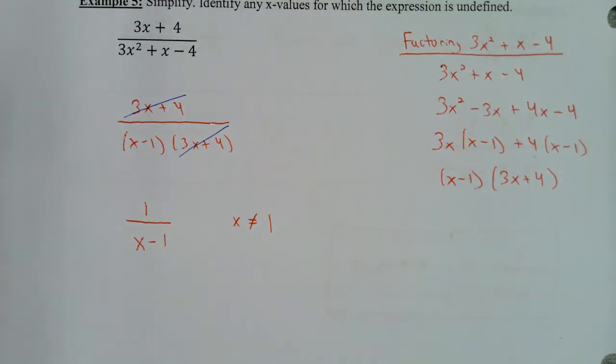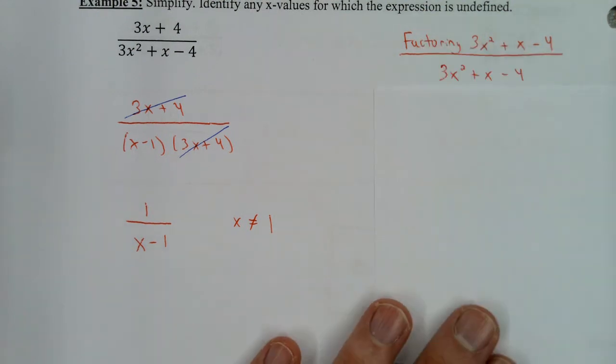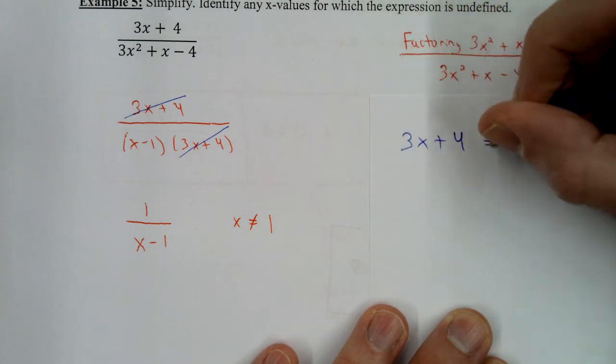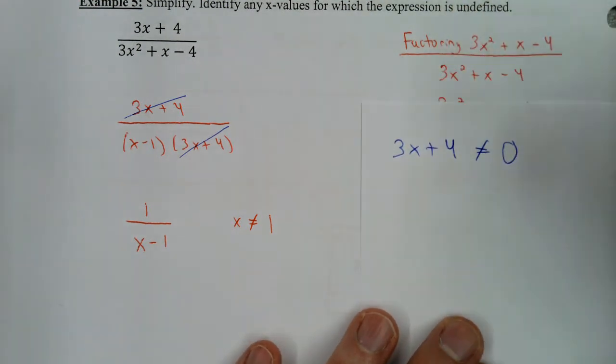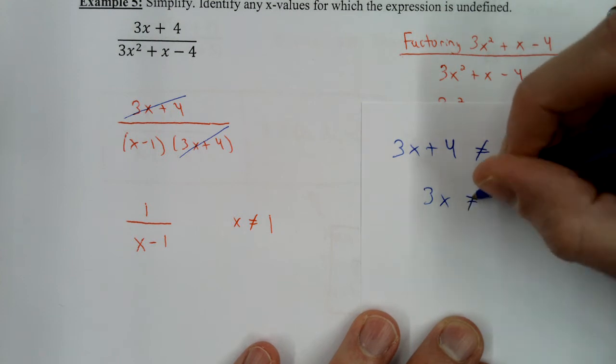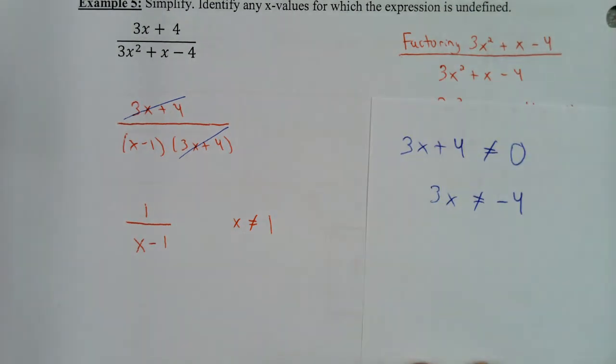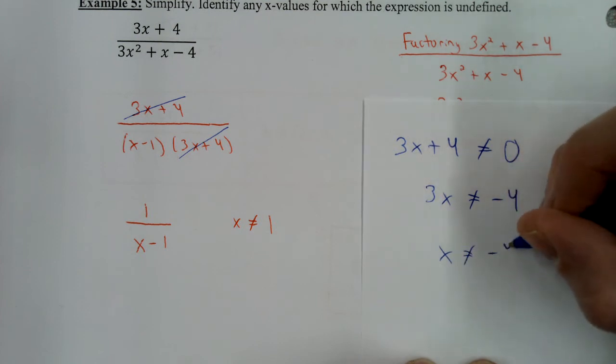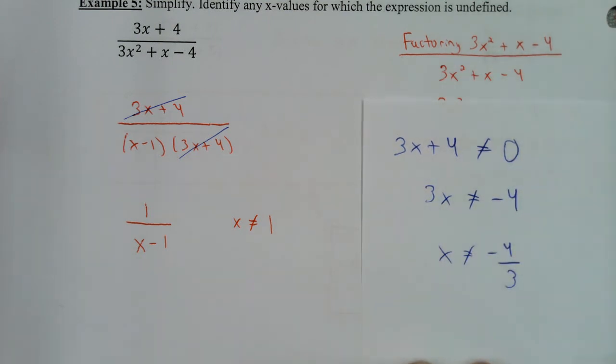And again, if you're struggling with the restrictions, the other factor was 3x plus 4. So you do 3x plus 4 cannot equal 0. Subtract 4, and then divide by 3. So x cannot equal 1 and x cannot equal negative 4/3.